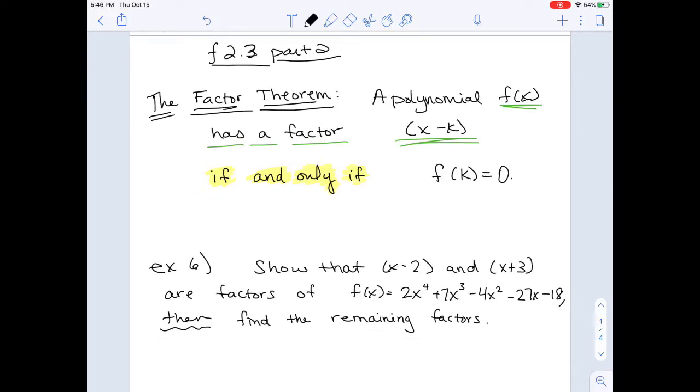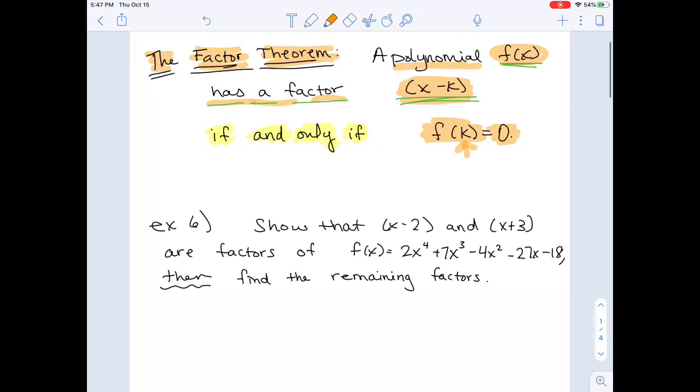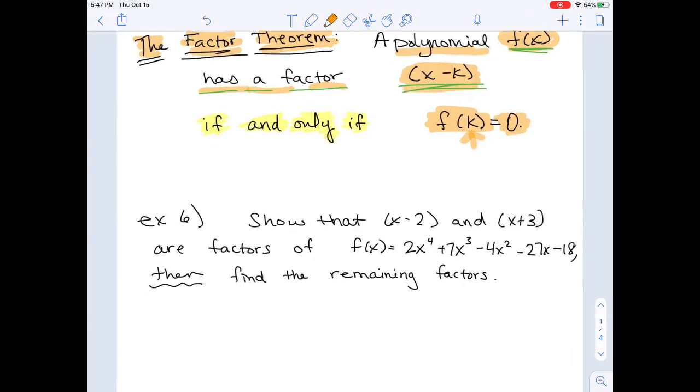Hey everybody, we're back and we're doing the second part of section 3, and now we're going to talk about the factor theorem. The factor theorem says a polynomial f of x has a factor in the form of x minus k if and only if the value of k in the function f, so we say f of k, equals 0. So let's talk about what that would look like in an actual problem.